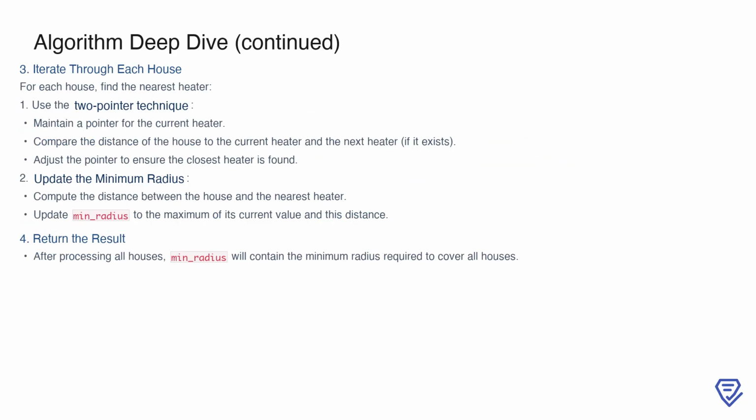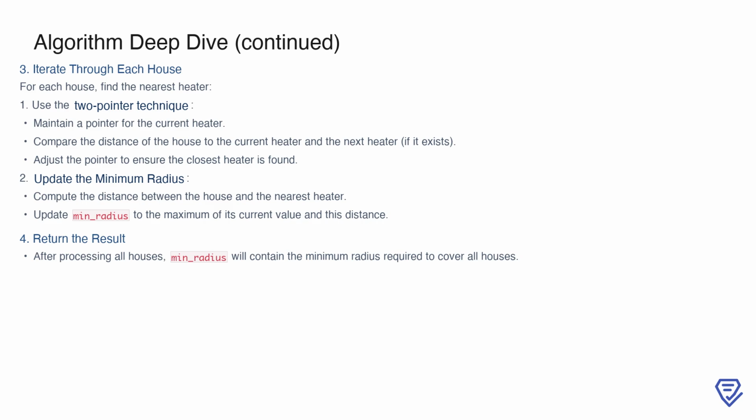The next step involves iterating through each house to find its nearest heater. To do this, we use the two-pointer technique. Here, one pointer keeps track of the current heater, while the other moves through the list of houses. For each house, we compare its distance to the current heater with its distance to the next heater, if one exists. By adjusting the pointer for the heaters, we can ensure we always identify the closest heater for the current house. Once the nearest heater is found, we calculate the distance between the house and this heater. This distance represents the minimum radius required to cover that house.